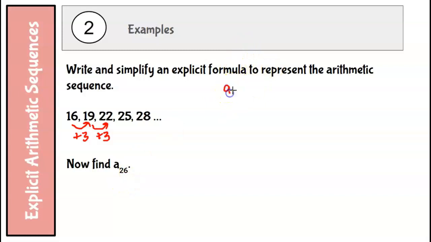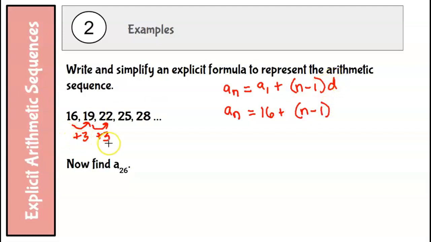So we can use that pattern that a sub n equals the first term plus n minus 1 times the common difference. So the first term of our sequence is 16. n minus 1 is going to stay n minus 1, and then the common difference is 3. If it was going down, you would use a negative 3. So if it's a common difference that's decreasing, then use a negative there.